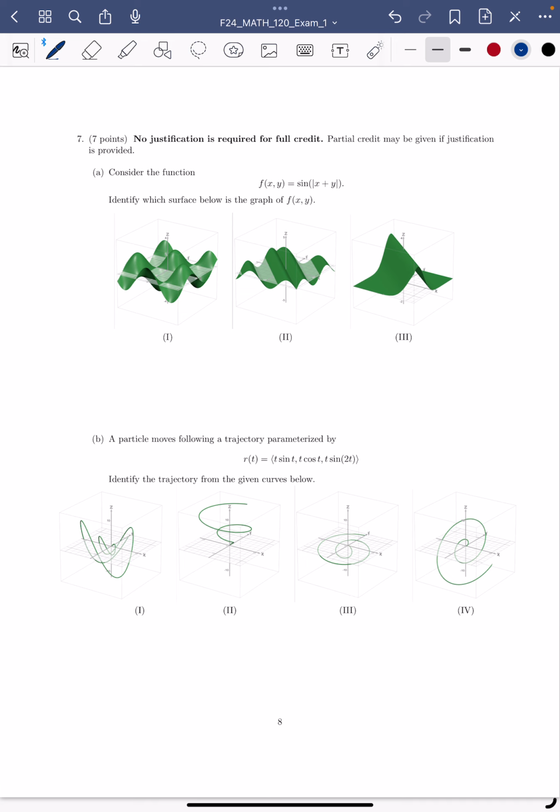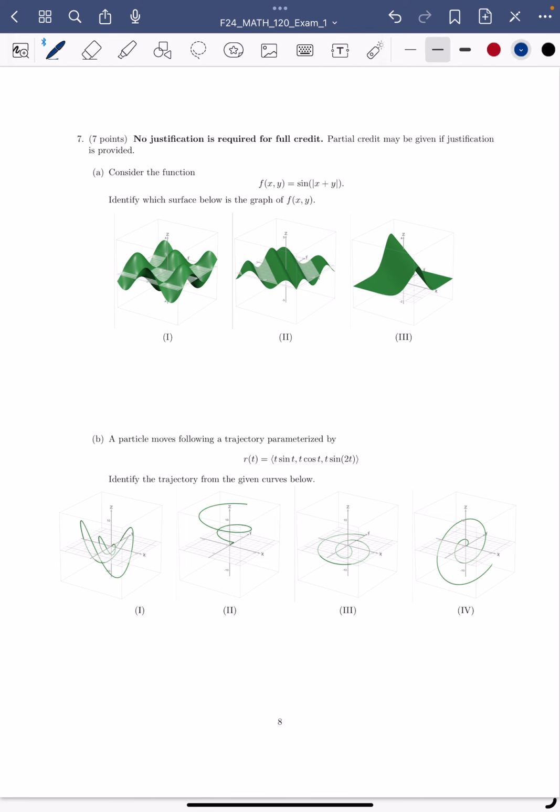Now we're here at the 7th question. So you don't have to provide your justification, but still, it's nice to justify your answer. You might get partial credit even though your answer could be wrong. So we have to consider the function f, which is sine of x plus y with this absolute value. Now identify which surface is the graph of f.